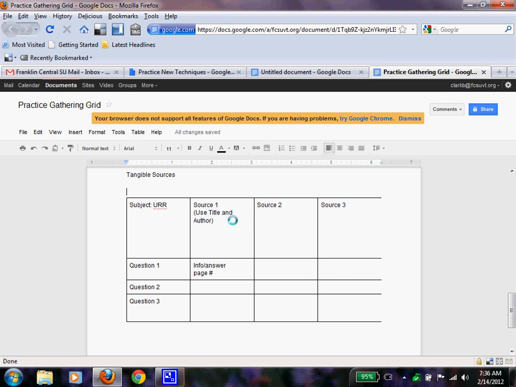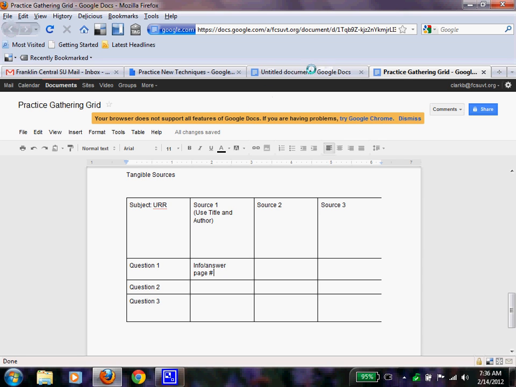So you have this table, source 1, 2, and 3, and in the source, you're going to put the title of the book and the author. Then you have your question 1, and you can put just question 1, or you can put the question that you have in the grid above. And in this column, you're going to put the info or answer to your question, something you found, and then the page number you found it on.